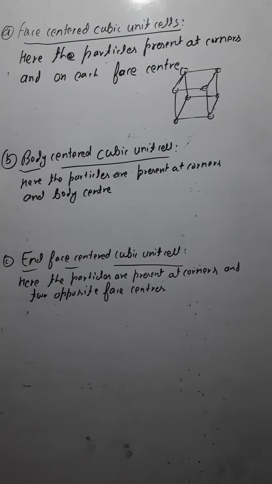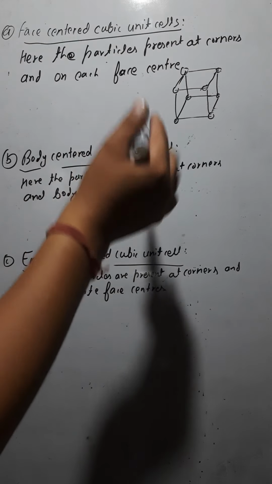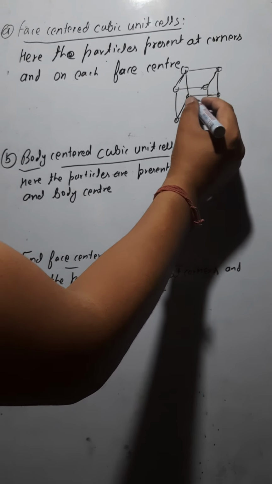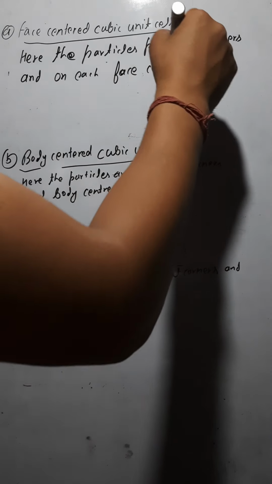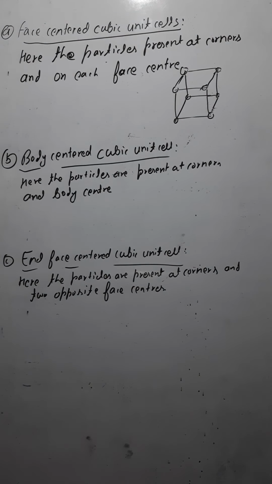So beside the corner, you have the particles on each face center. So how many faces here total? 6 faces in a cube. So on each face center, let's say suppose this is the first face. So here you have the particle, and this is the upper one face. So in between you have the particle, this one. So this is how on each face center we have also the particle here.